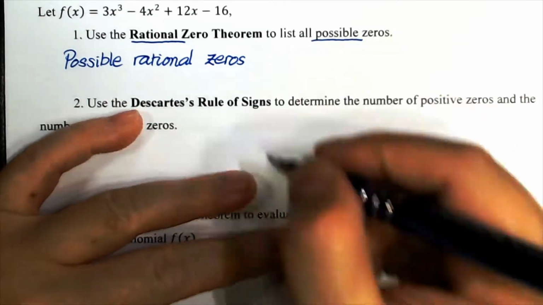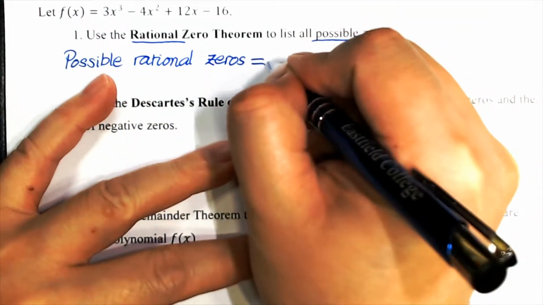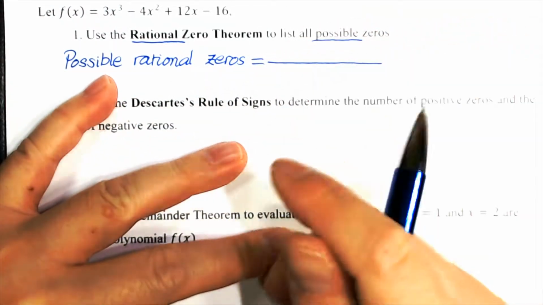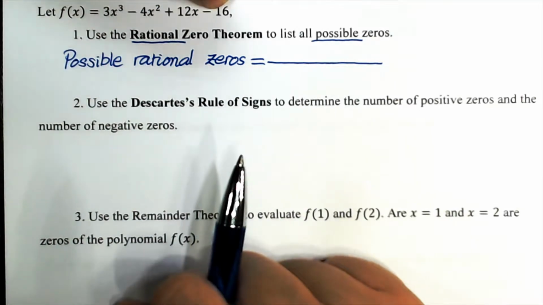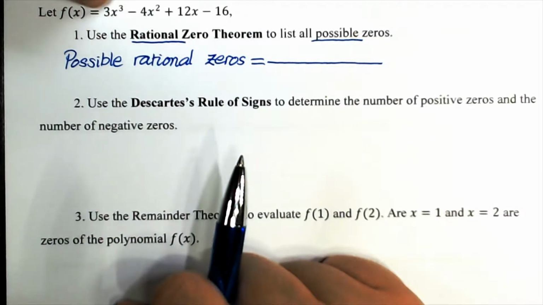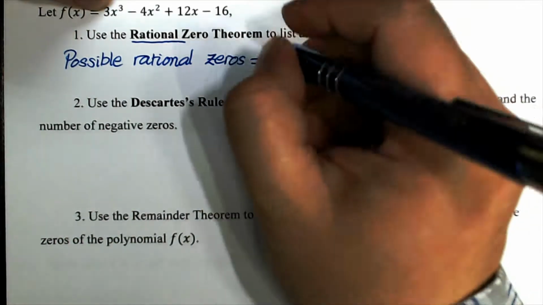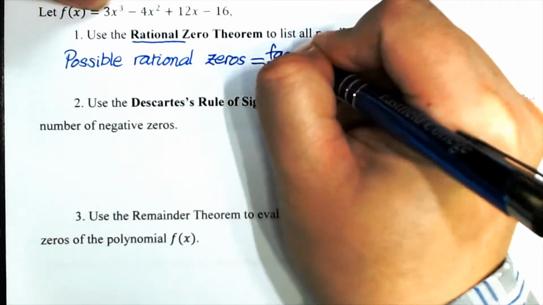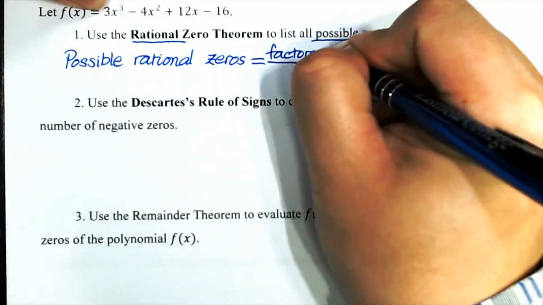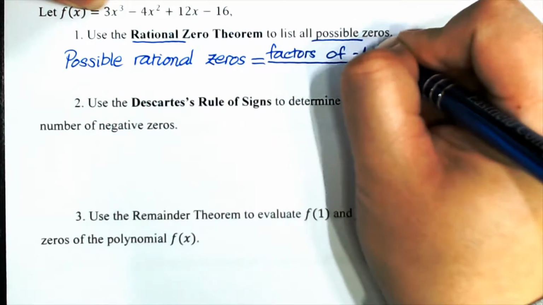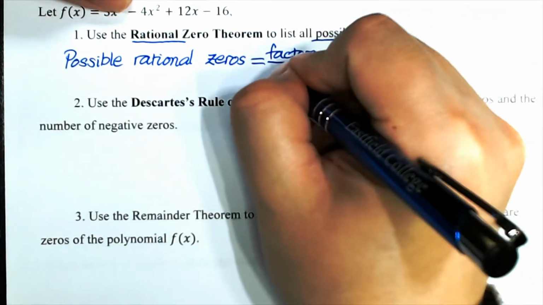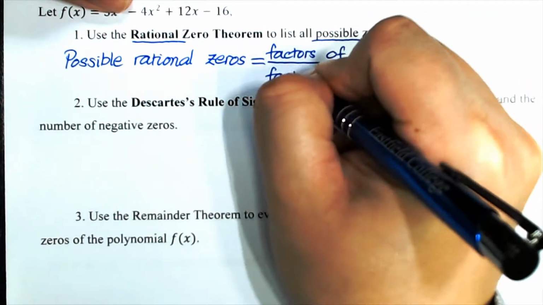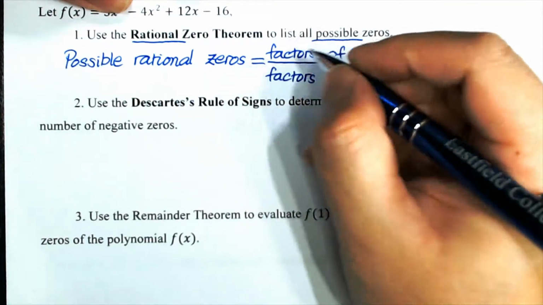So all the possible rational zeros will be in the form of the factors of the constant term over the factors of the leading coefficient. So I will write factors of negative 16 over the factors of 3.